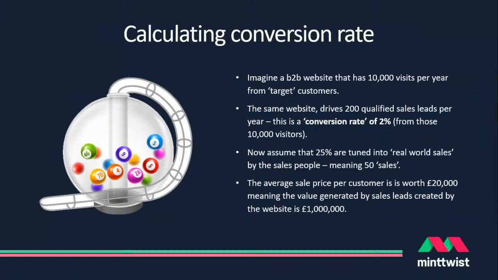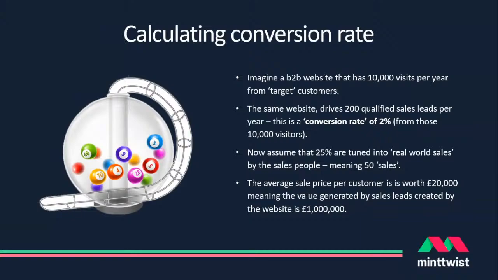And so, just a quick sort of maths lesson. Let's imagine we've got a B2B software technology client that has a website that has 10,000 visits per year, and let's assume they're the right potential type of customers. And that website drives 200 leads per year. So 15 or so leads per month come through whatever lead capture tactic they're employing. 200 as a percentage of 10,000 is 2%. So we can say that the conversion rate of that website is 2%, converting from visitors to leads.